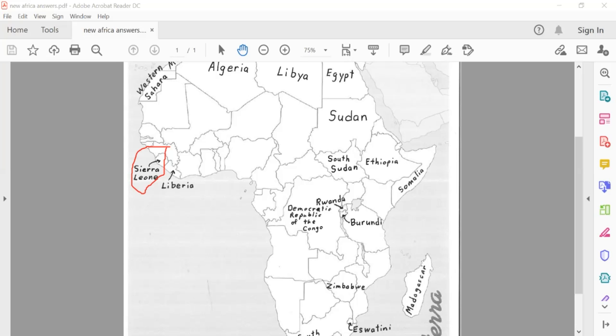It is an extremely poor country. Most of what they do is agriculture and mining. They do have gold and diamonds and iron ore there. Population of 5 million, but 83% of them live below the poverty line. Not a place that you really want to live. Okay, so there you have the Congo, you have Sierra Leone, you have Liberia.